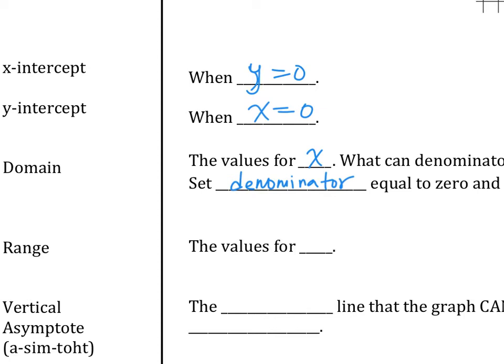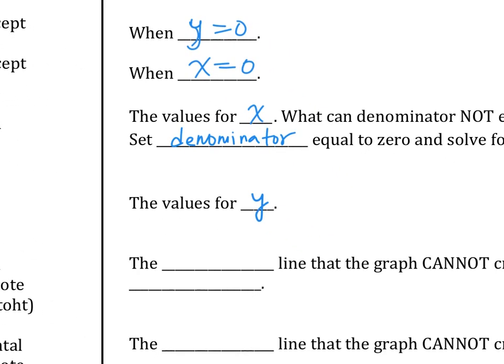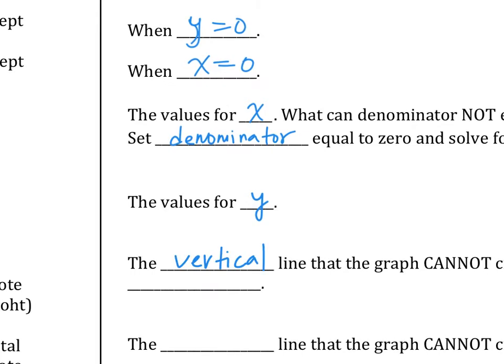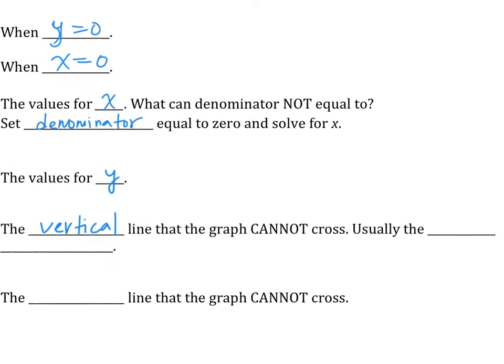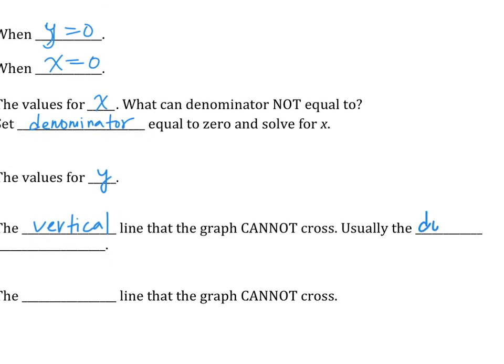Okay, range means values for y, good. All right, vertical asymptote. Vertical asymptote is the vertical line that the graph cannot cross. And that is usually the, not the y-axis, the domain restriction. So whenever they say, what is the domain restriction? Basically, what does x not equal to? Usually that is going to be your vertical asymptote. And I say usually because there are exceptions, and we're going to talk about that in the next 3 days.